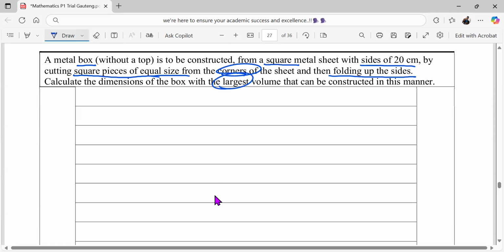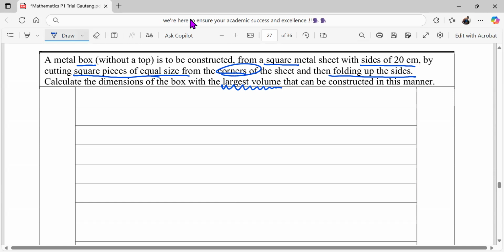So the moment you say largest, smallest, least, most, farthest, shortest, nearest, then you understand that those are optimization type of questions. Now, in this case, we are maximizing the volume. That's the function with which we are working.